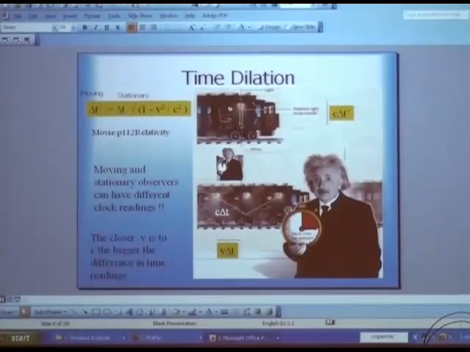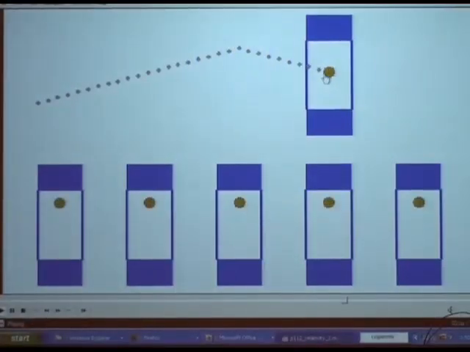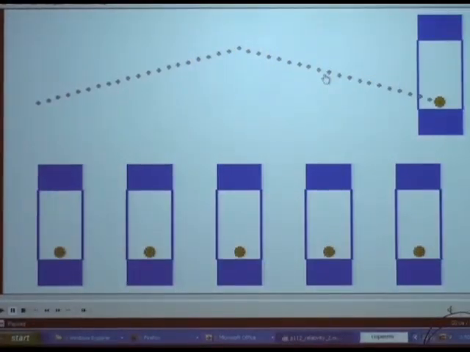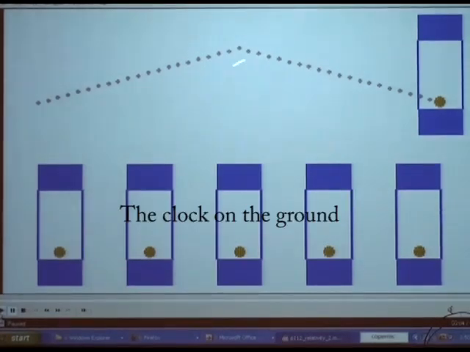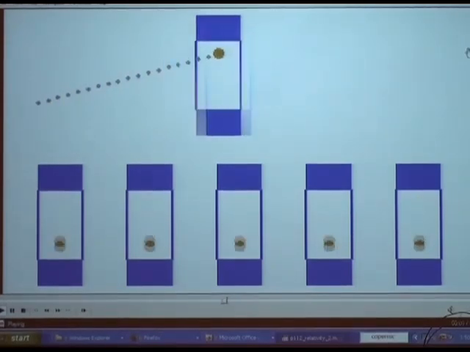So let me try to make you a nice movie about how these two separate clocks will work. Okay, so here we go. Here are the two different clocks. You'll notice that for many clicks of the clock on the ground, the one in the train is making only 1 click. So that means it takes more time in terms of the clock on the ground compared to the clock on the train.